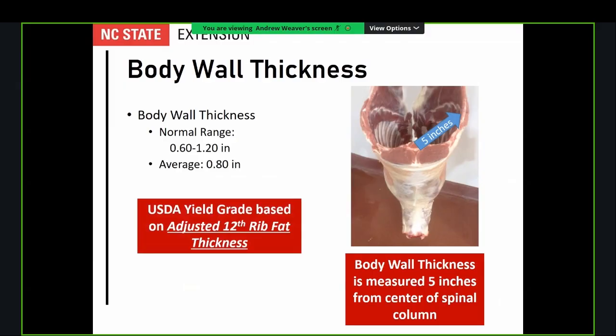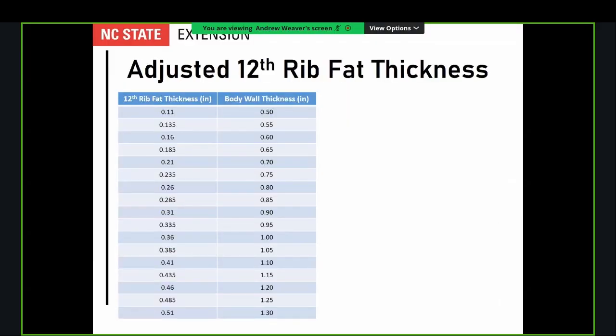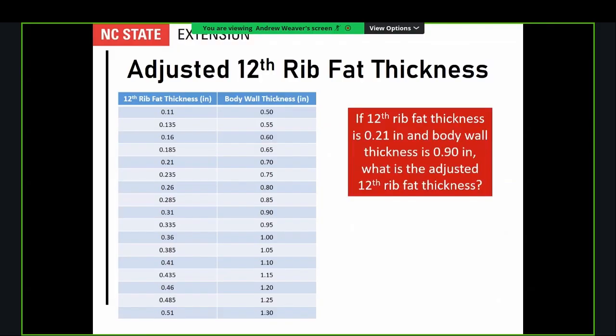And our yield grade is going to be based on that adjusted 12th rib fat thickness. So when you hear me say adjusted 12th rib fat thickness, I'm taking the 12th rib fat thickness, adjusting it based on body wall thickness to get that final fat thickness measurement. And so this is the table that I use to adjust that. And so what this looks like, let's just walk through an example here.